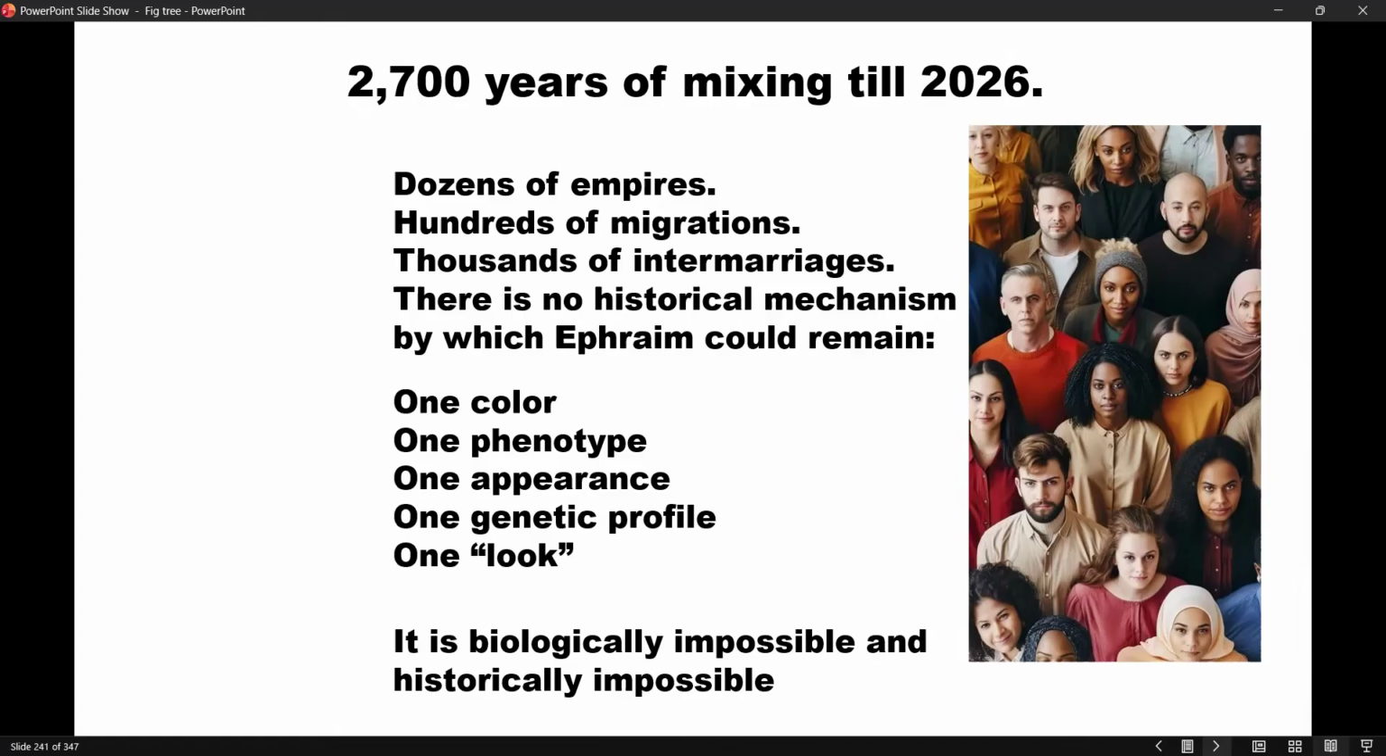It just can't be done. You can look around your neighborhood now. I know where I'm at. It's a lot of interracial marriages, right? A brother was giving me an example, saying their parents were white and then they started dating black people, and now they're black. Okay, but that has not been hundreds of migrations, thousands of intermarriages. You're just talking about maybe 40 or 50 years, one or two generations. We're not talking about 2,700 years of mixing, man. It's impossible. Why Ephraim cannot be one appearance today?